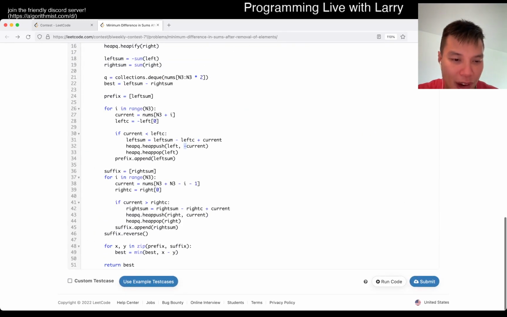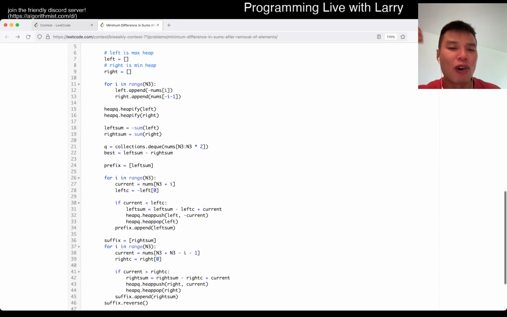I'm going to skip ahead real quick. So that's basically my idea: let's say you have the first chunk and the second chunk, and then you take the best of these solutions. And then the rest, of course, is just going to be a heap solution.